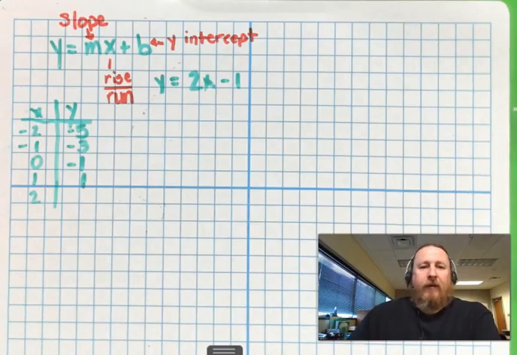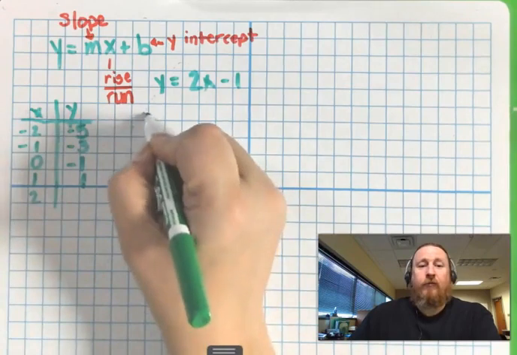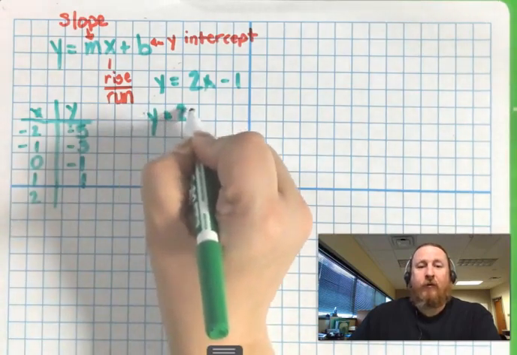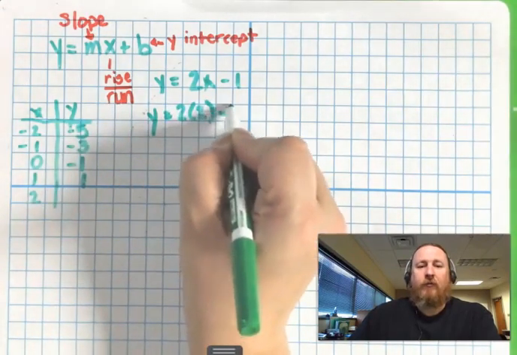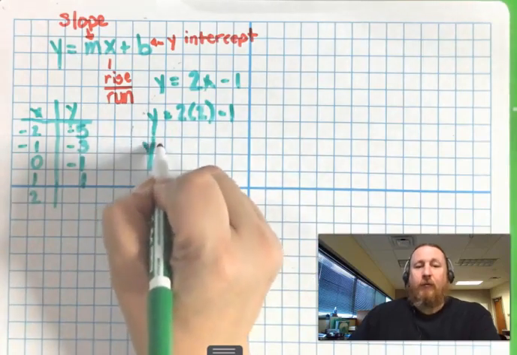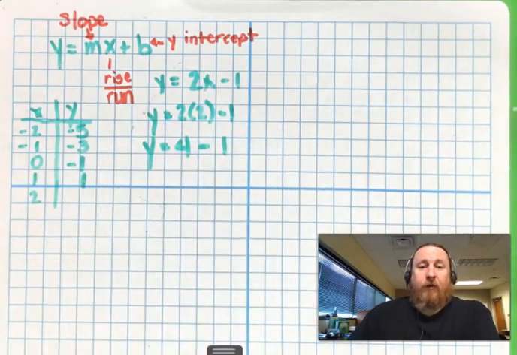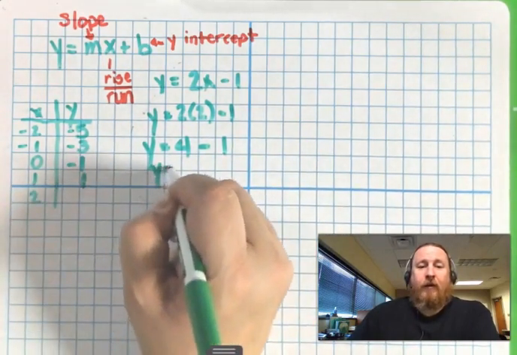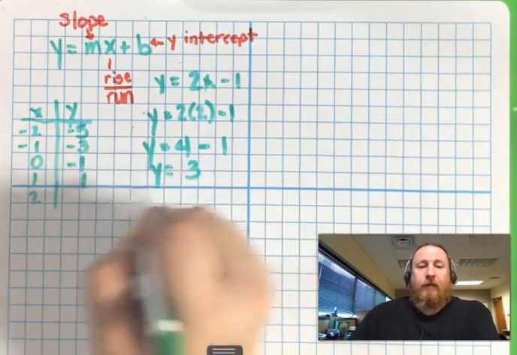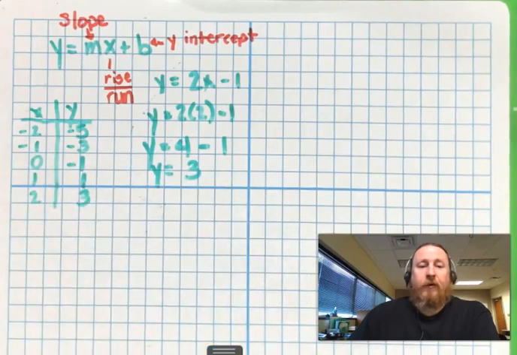Our last assigned value of x is 2, so we're going to plug 2 into y equals 2x minus 1 and get y equals 2 times 2 minus 1. 2 times 2 is 4 minus 1. We combine our like terms and get y equals 3. And that is our final value. We will be ready to graph it in just a second.